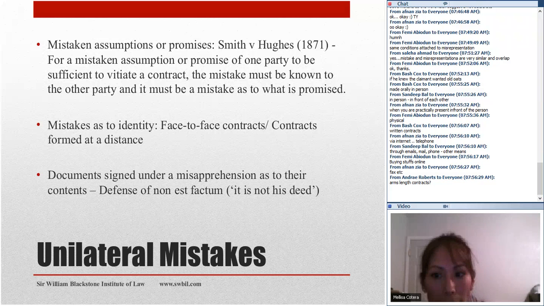When a person may have been so seriously misled that the document is held to be void under the defense non est factum, which means it is not his deed. This defense is available to a person who signed the documents with a fundamental misapprehension as to the substance of the document, provided a condition is that the person who signed the document took all due care. Okay? So these are the three categories within unilateral mistakes.